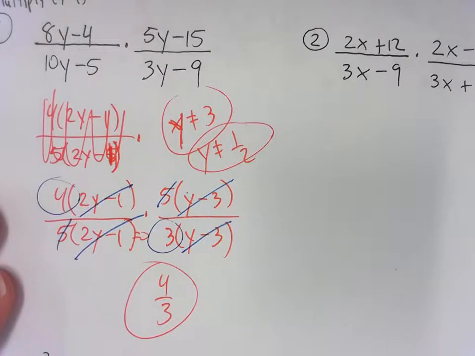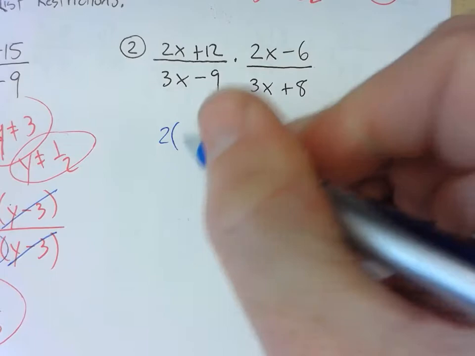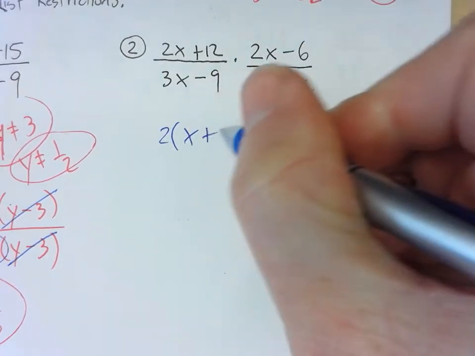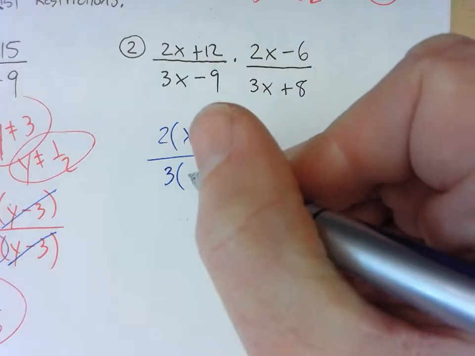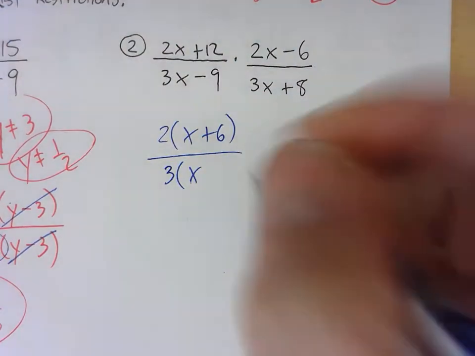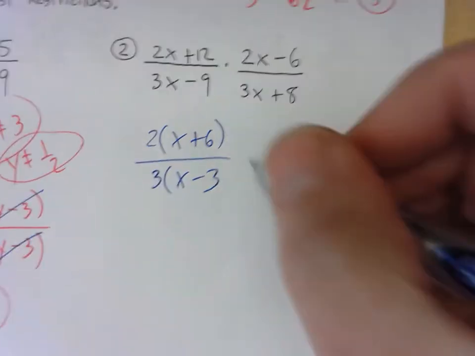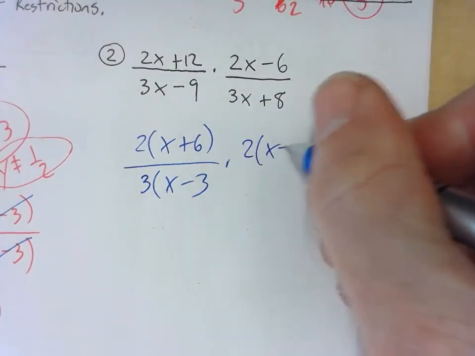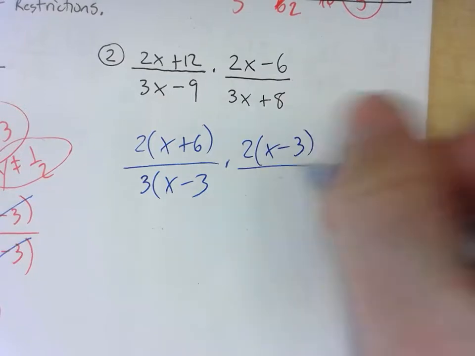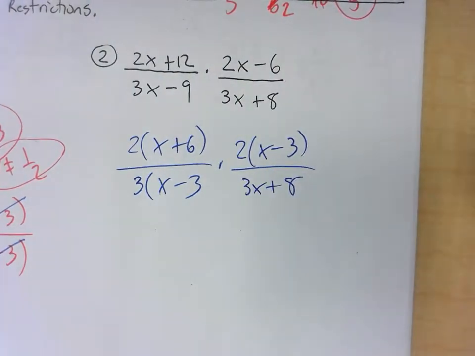Alright, next problem. Taking out the common factor of 2, and we're left with x plus 6. Taking out the common factor of 3, and we're left with x minus 3. And then over here, take out the common factor of 2, it's x minus 3, and the common factor of nothing, 3x plus 8. So that one doesn't have a common factor.